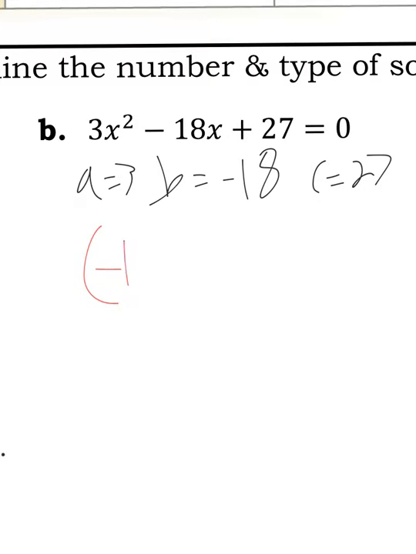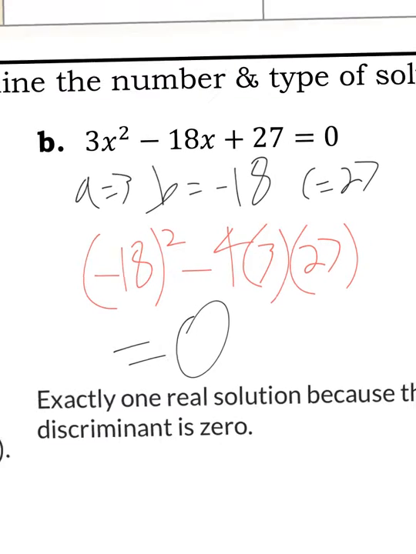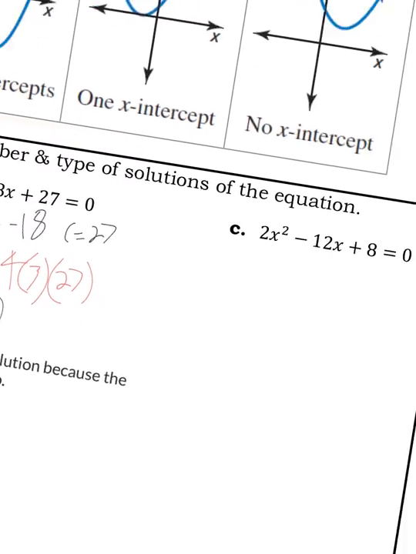So the discriminant here is negative 18 squared minus 4 times a times c. So 4 times 3 times 27. Type that all into your calculator. And you get 0. So what does 0 mean? 0 means you have exactly one solution. So I said it's one real solution because the discriminant is 0. Okay, so remember you have to distinguish a type of solution.